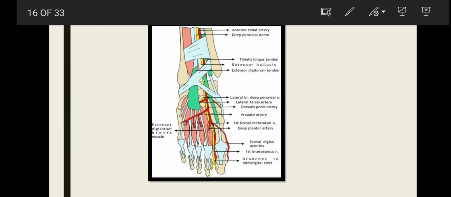So this is another picture to show the retinaculums and the vessels under them. I have already discussed this. This is a picture showing the muscles and the tendons of the muscles along with the vessels. Here in this picture you can make out the extensor digitorum brevis muscle, and towards the great toe there is extensor hallucis brevis. So in the dorsum of the foot the muscles present are extensor digitorum brevis and extensor hallucis brevis.